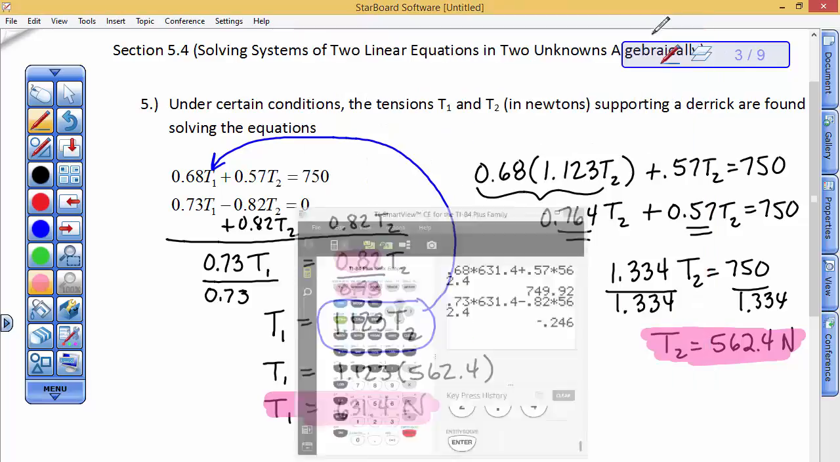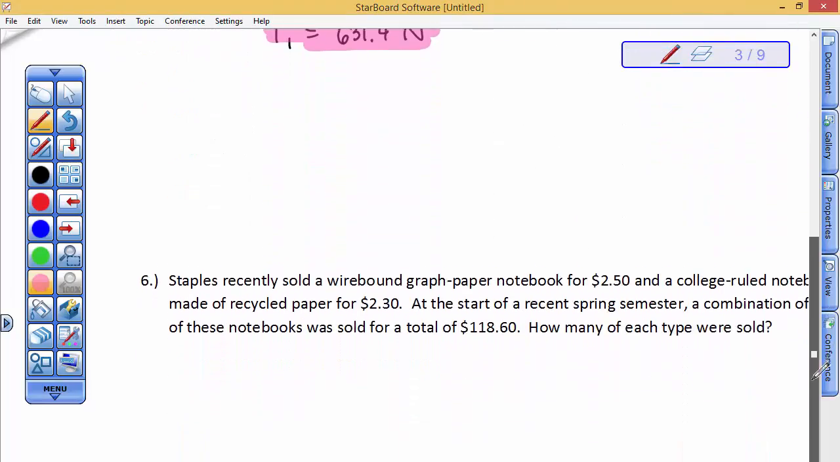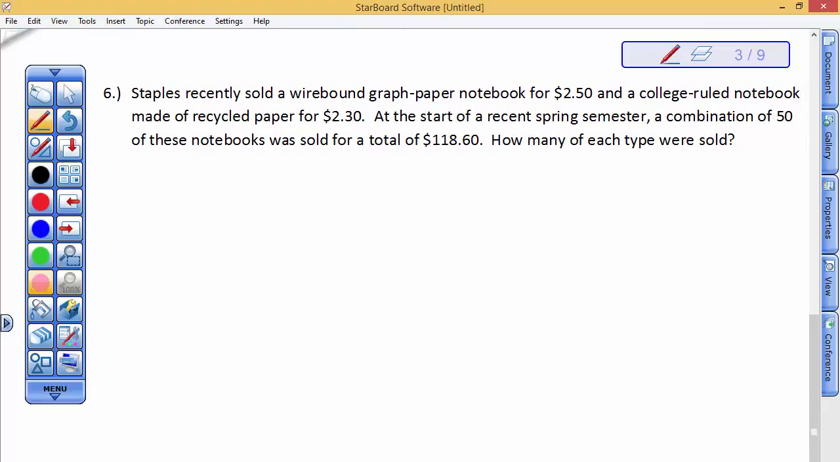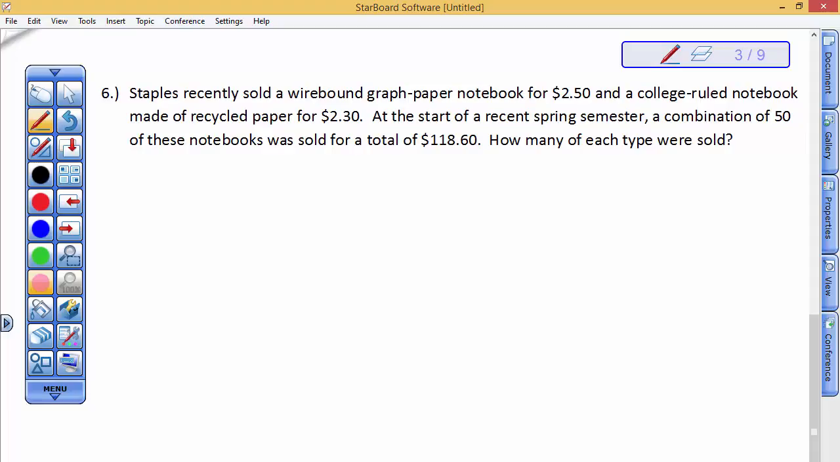Let's do another story. This one we'll have to write our own formula for. So pause the video and read this problem so that you can get ready to set it up with me.